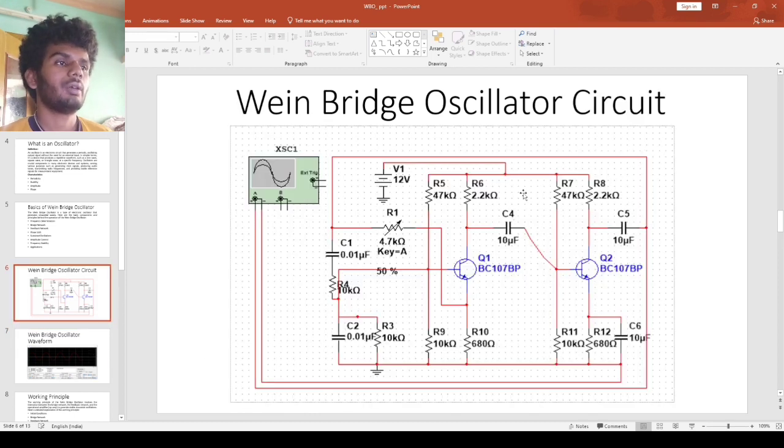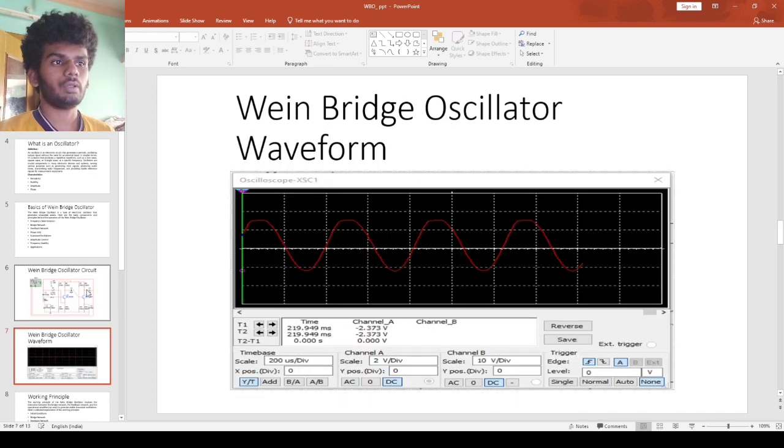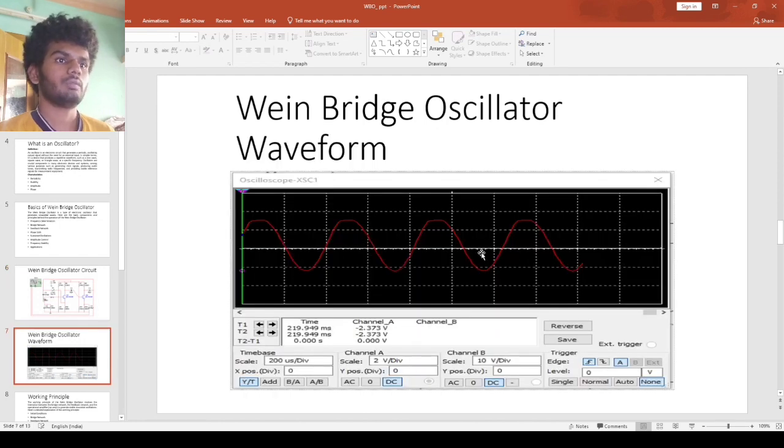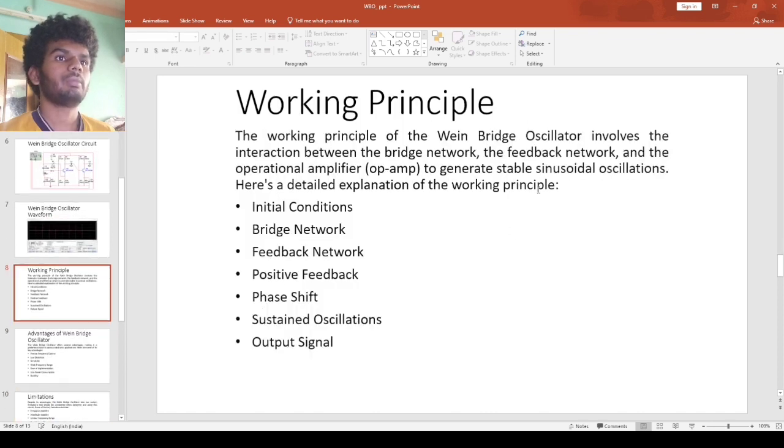So this we have done in the simulation, which is NI Multisim, National Instruments Multisim software, which is installed in Windows, and we have simulated the Wien bridge oscillator circuit, and this is the output with the sinusoidal wave. It's not a perfect sine wave, but it is a sine wave. So let us go to the next slide, which is working principle.